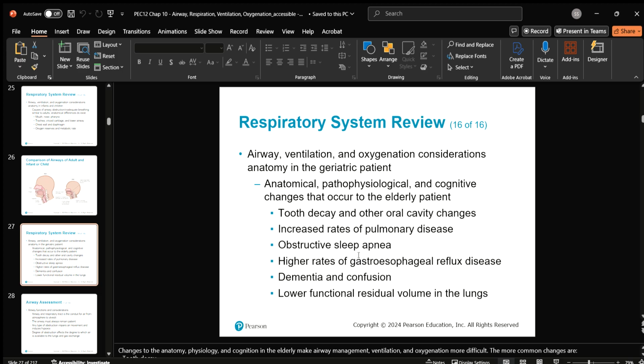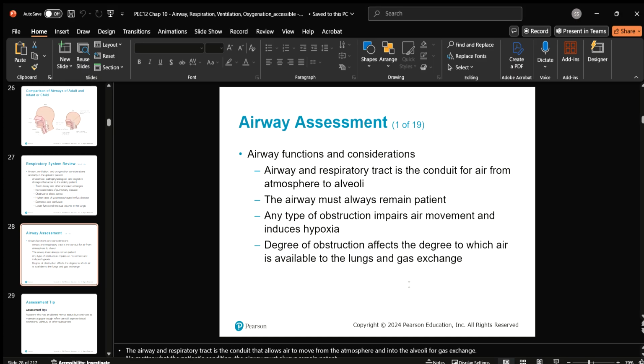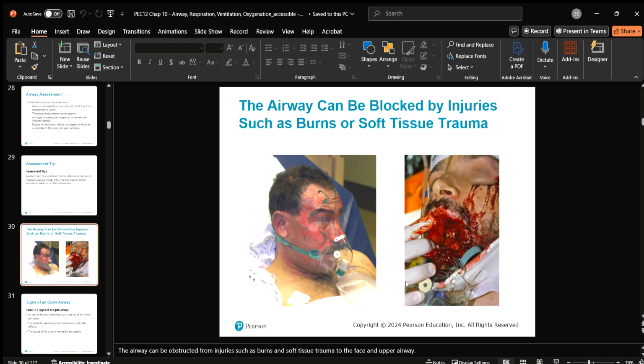These are some other things we might see in geriatric patients. You're going to get a whole lecture on geriatric patients later on. All right, moving on. So we talk about the airway itself and what we're going to do as, not combat medics, as EMTs. All right, so this guy on the left, what's going on with him?